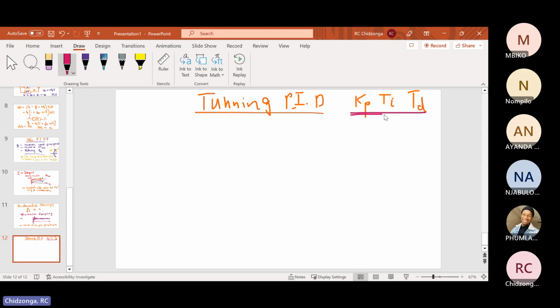So when we say the three-term controller, we're talking about the three parameters, KP, TI, TD. Or you can say KP, KI, KD, depending on the formulation.